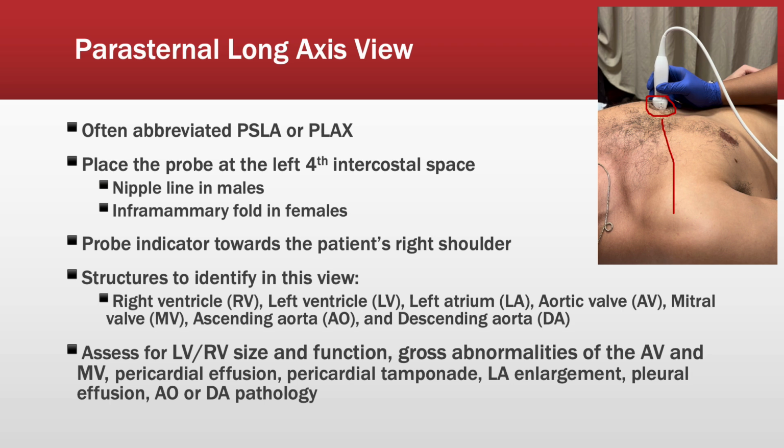In this view, we're going to have the chance to assess for the left and right ventricular size and function, gross abnormalities of the visible valves, such as the mitral valve and the aortic valve, pericardial effusion and tamponade physiology, left atrial size, pleural effusion, and ascending and descending aorta pathology.